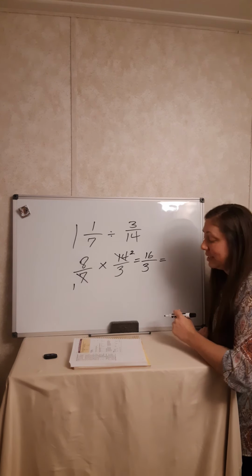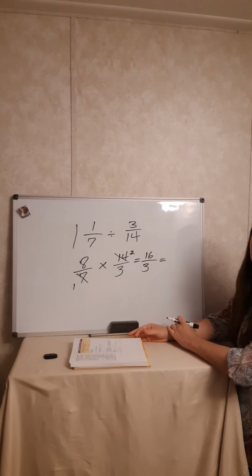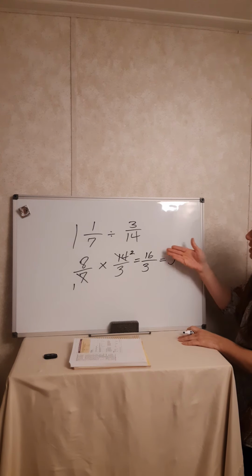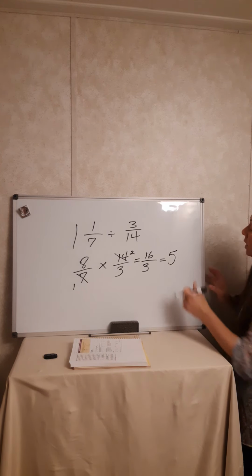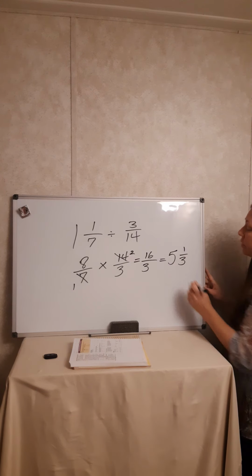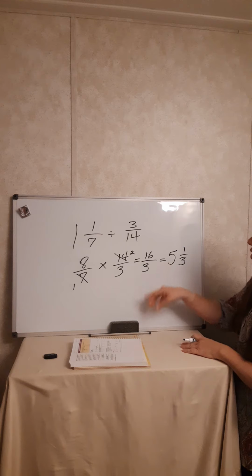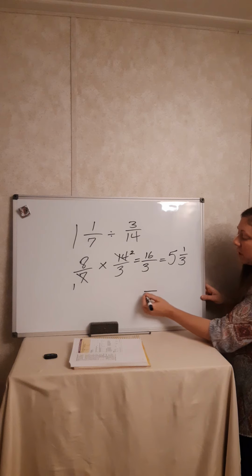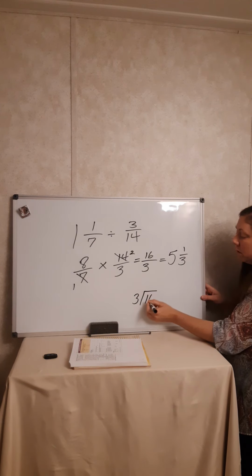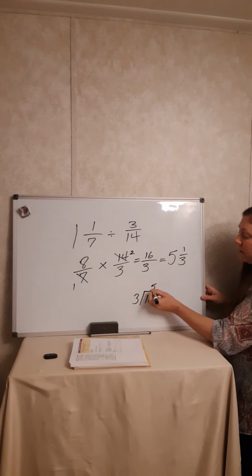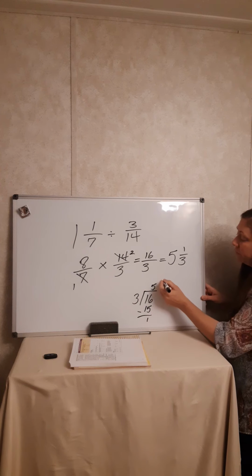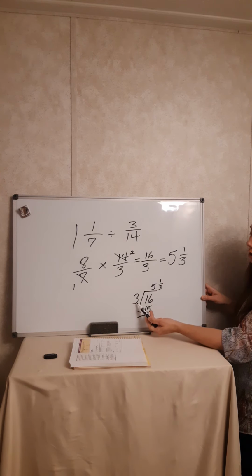3 goes into 16 how many times? Well, 5 times, because that would give me 15. Well, what would 16 minus 15 be? 1. So it leaves me with 1/3. And just to work this out, to show you guys exactly what I did here, dividing the 3 into the 16, this is what I was doing. 3 goes into 16 5 times. It gives me a 15. 1. Write the remainder as a fraction, 1/3. Remember, your divisor is always your denominator.